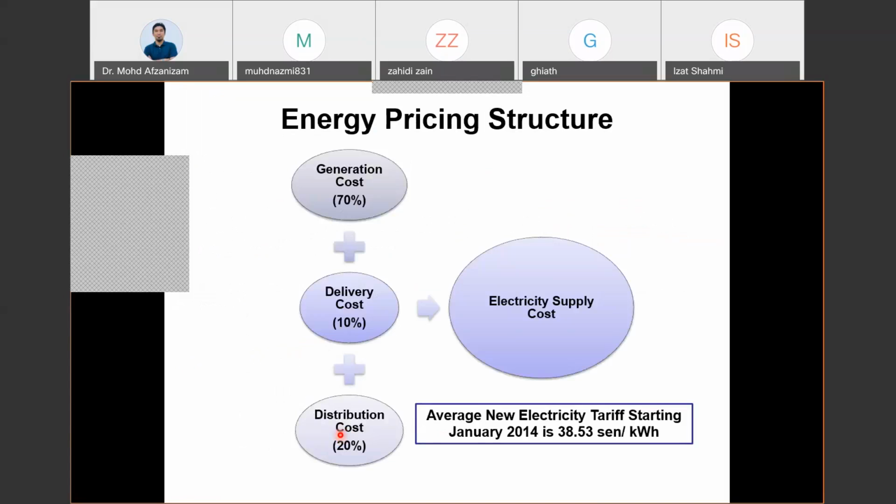Basically, this is the portion of the cost involved in producing the energy. Generation, the power itself, costs up to 70%. Delivery, transmission, is about 10%, and then distribution costs. Distribution costs means that some of the energy goes to the building, some of the energy goes to your house. So you need to know the portion of the energy produced until they produce the tariff.